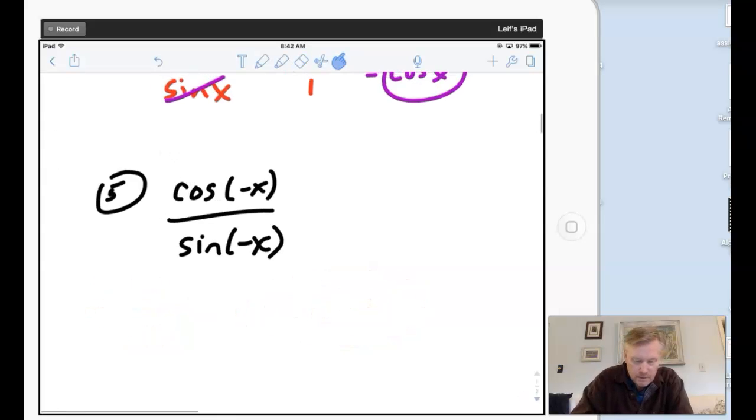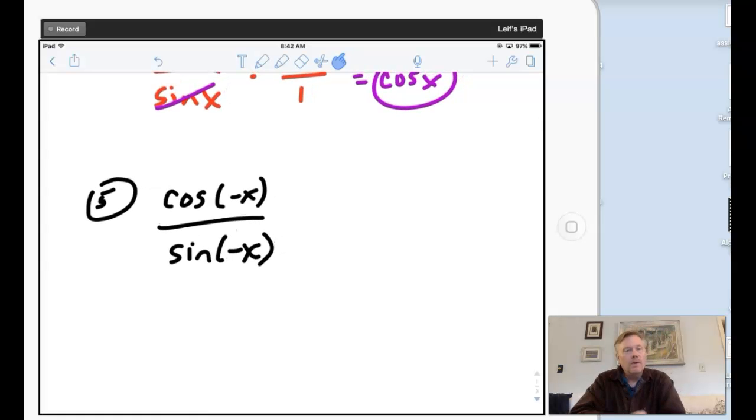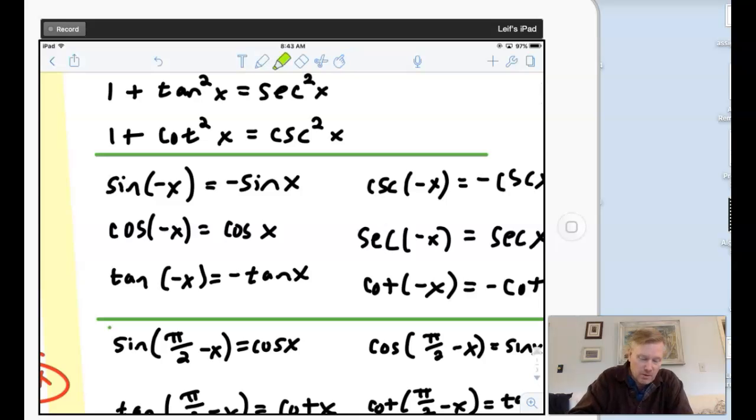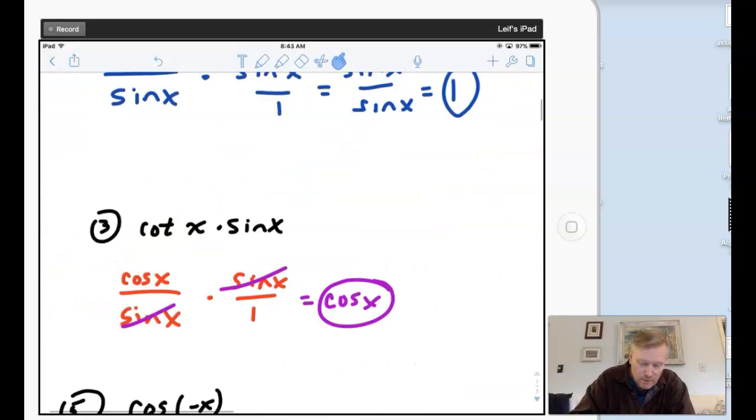Forgot to erase it. Cosine of negative x. So if I go back up to my formulas, once again, if you get stuck, look back at your formulas. I'm looking at cosine of negative x right there. It's the same as regular cosine of x. But notice how the sine of negative x is not the regular sine of x. That one's minus, so you put the negative sign in the front. You can move the negative sign from the x to the front with the sine. So I'm going to do those two things here with that problem.